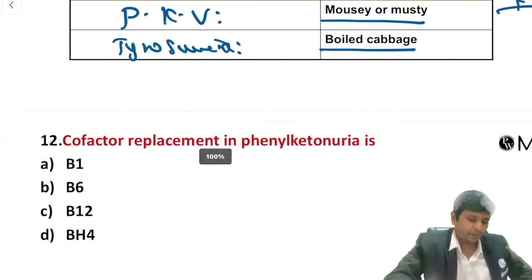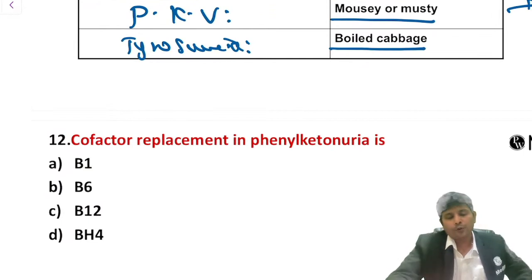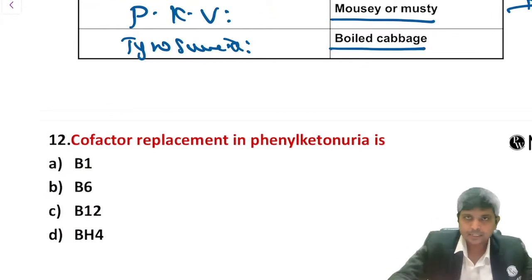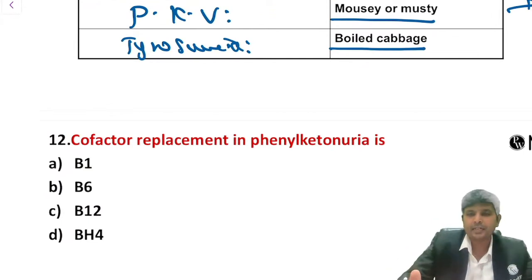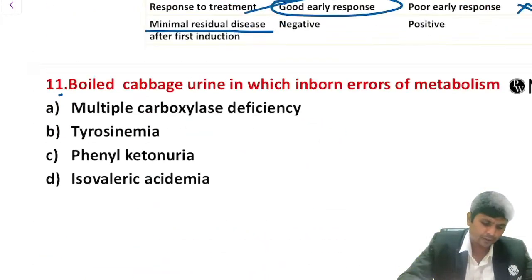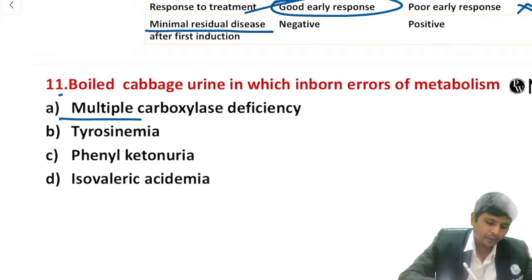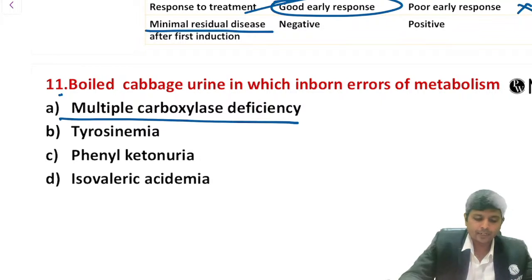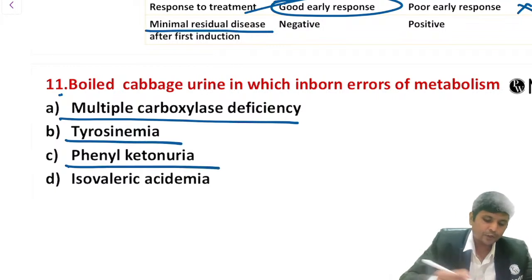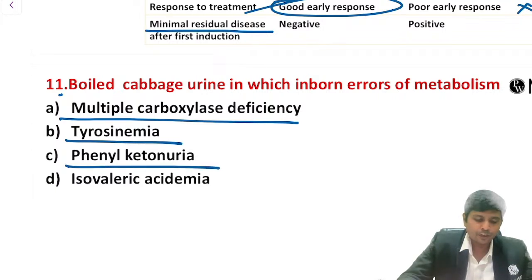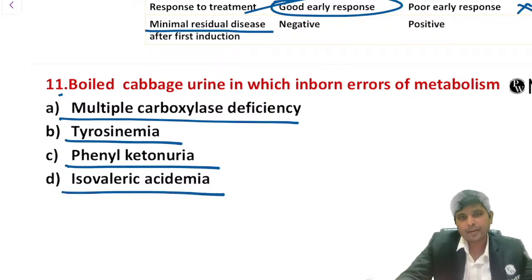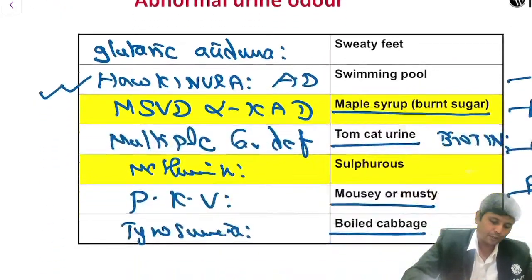of metabolism. And you all know that the inborn errors of metabolism can be treated either with, so what is the answer for this question? Multiple carboxylase deficiency will have a tomcat's urine, tyrosinemia rotten cabbage urine, phenylketonuria will be having mousy odor or musty odor, isovaleric acidemia will be having a sweaty feet urine odor.